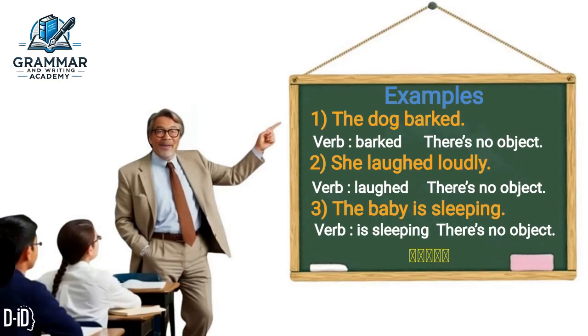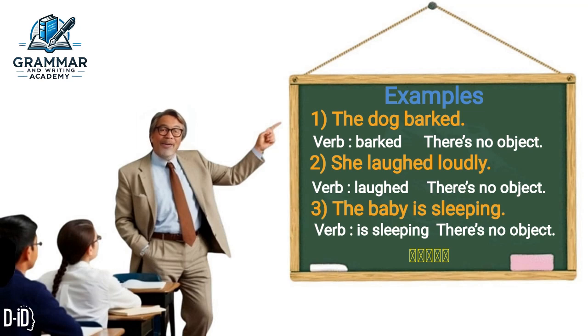Example 1. The dog barked. Verb: barked. There's no object. We don't need to know what the dog barked at. The sentence still makes sense because the action of barking doesn't require anything else to receive it.